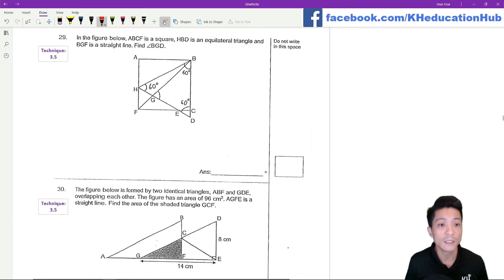Question 29. In the figure below, ABCF is a square. HBD is an equilateral triangle, and BGF is a straight line. Find angle BGD. Find this one.